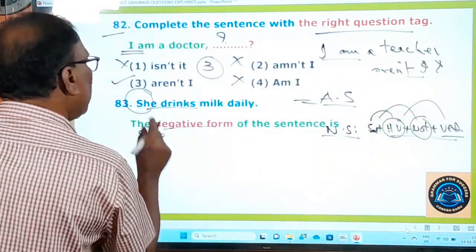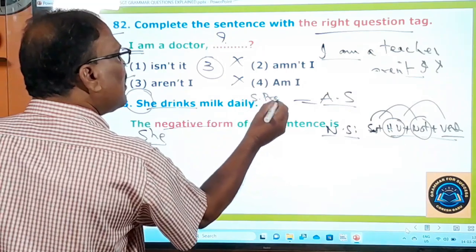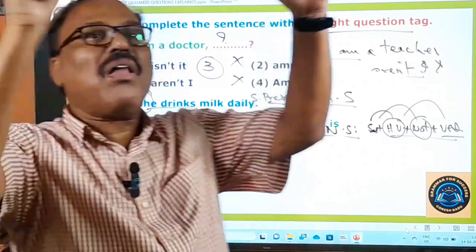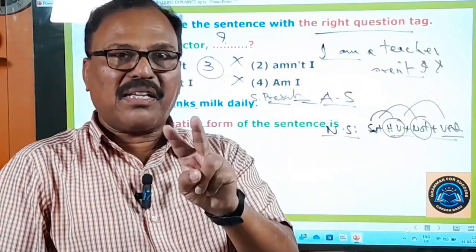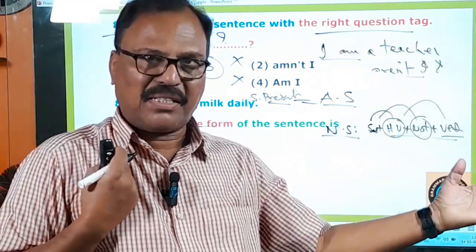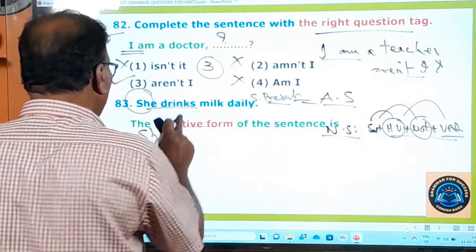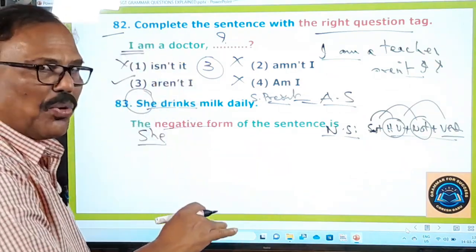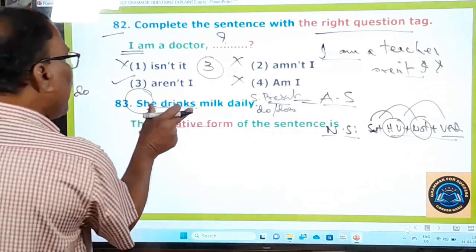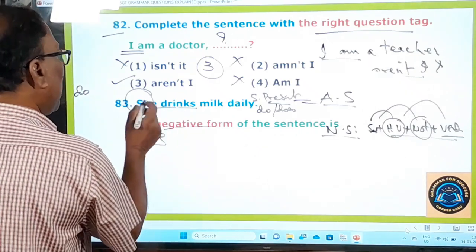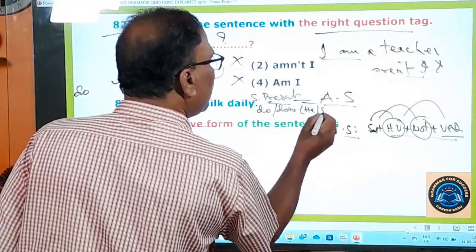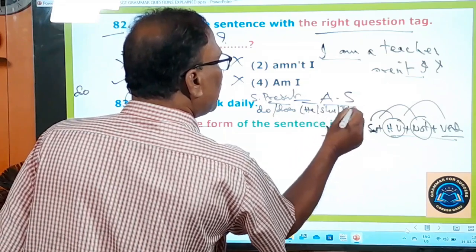But here, let us see. She drinks milk daily is in the simple present. What is the tense of this sentence? Simple present. In the simple present, you don't find helping verbs. Of all the 12 subtenses, only in 2 subtenses we don't find helping verbs: simple present tense and simple past tense. So to change them into a negative statement, we must borrow do or does from outside as a helping verb. We are borrowing does here, because for he, she, it, we use does.